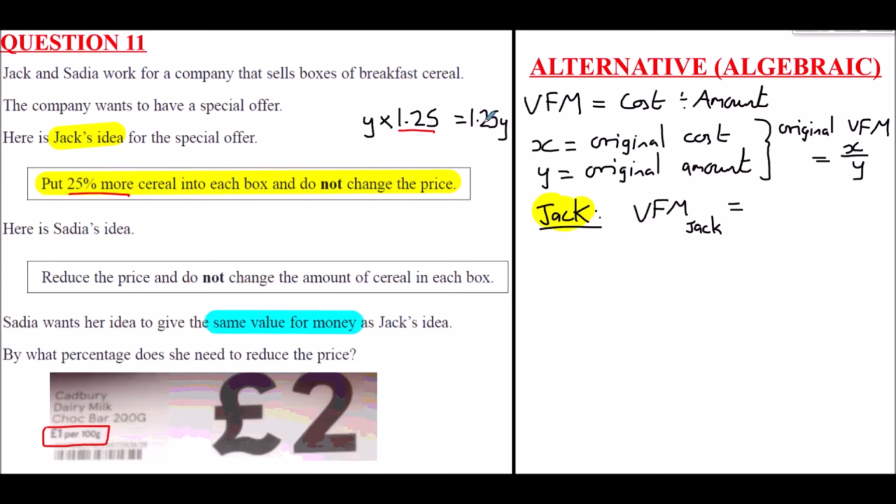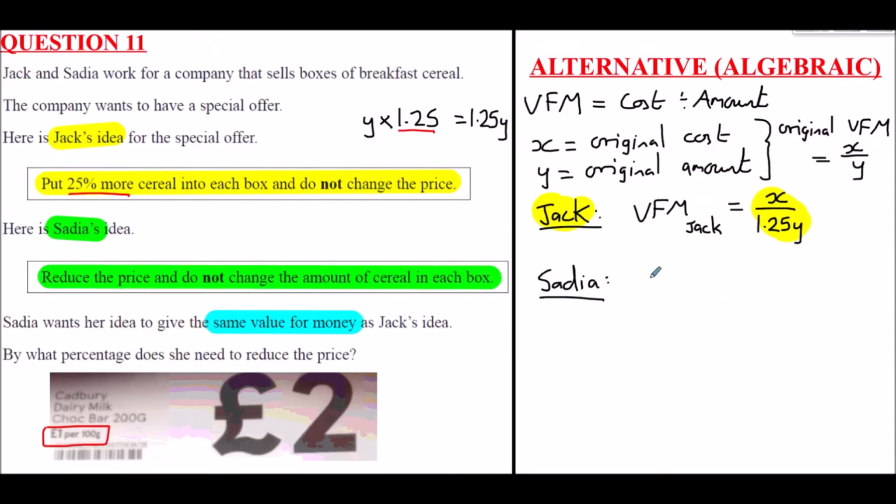It's the original amount plus an extra quarter. He's not changing the cost, so the original cost is still the same, but he's increasing the amount by a factor of 1.25, which is the same as 25% more. So that's Jack's value for money. Whereas for Sadia, Sadia's idea is to reduce the price, but to not change the amount.